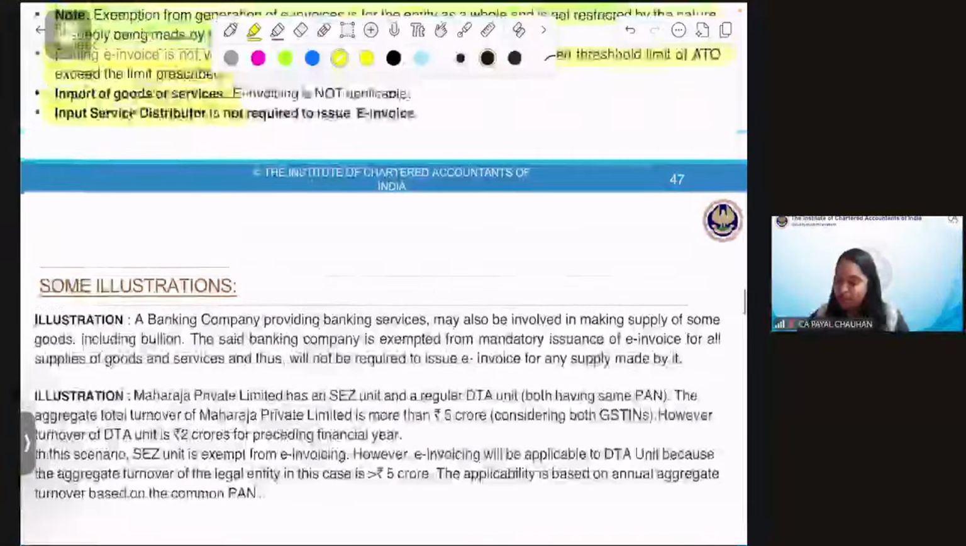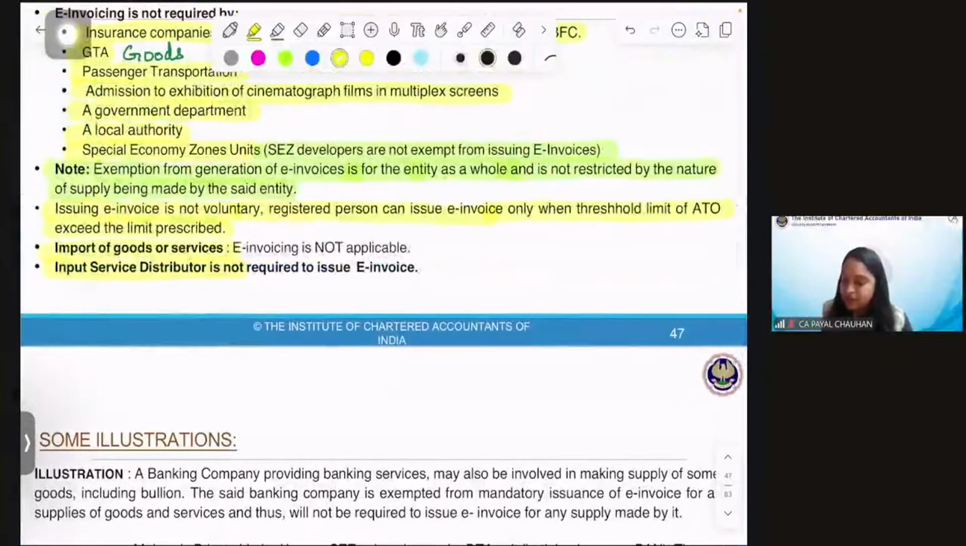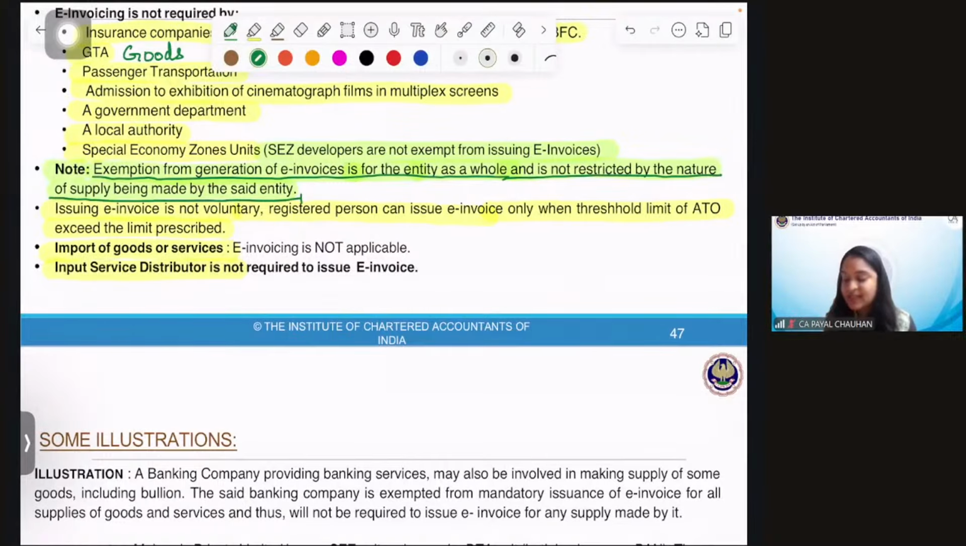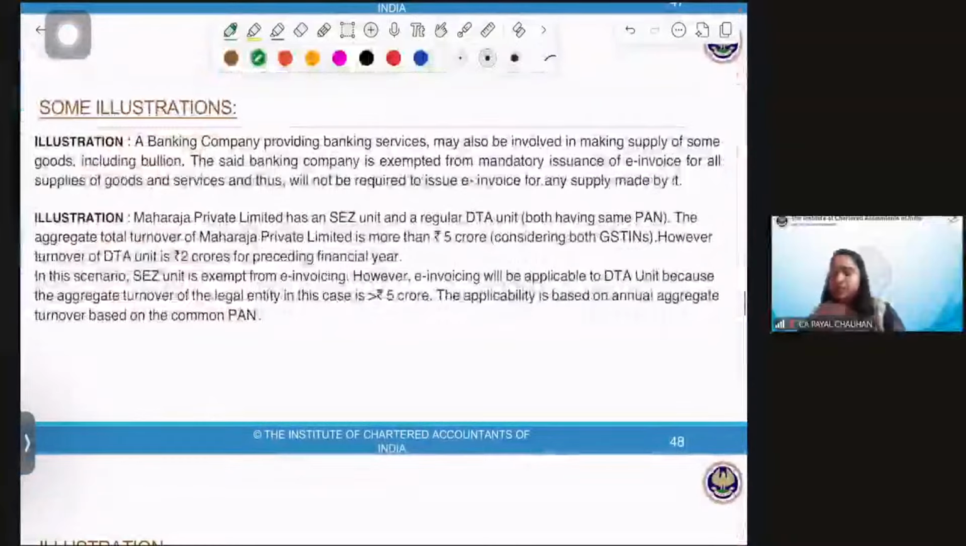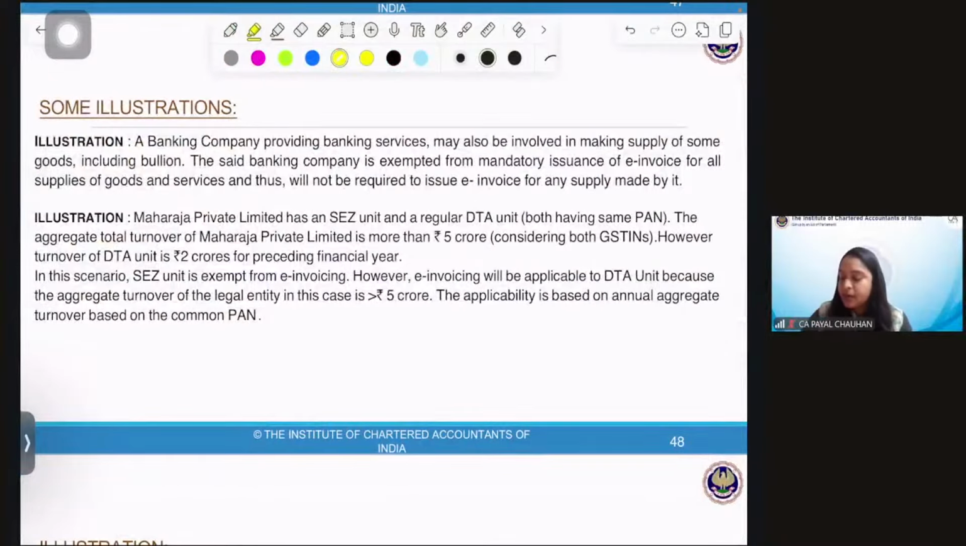Perfect. See, we had a point here. Just remember, exemption from generating of invoices is for the entity as a whole, and it is not restricted by the nature of supply being made by the said entity. Did you people understand this line with the example? Perfect. So this line had an example. Now illustration, another one.